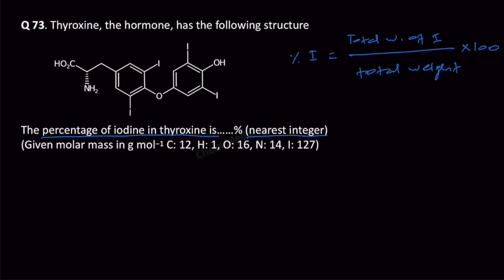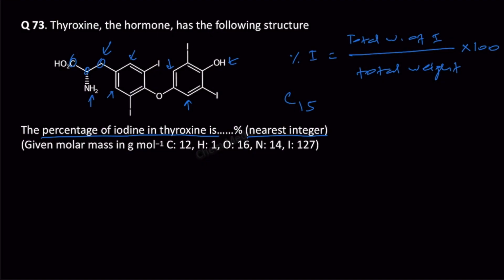So, benzene ring has 6 carbons. We have 2 benzene rings. So, C12 and then 13, 14, 15. So, we have 15 carbon atoms. We have how many hydrogen atoms? We have 1 here and then 2 and then 3, 4, 5. We have 2 hydrogen atoms here, 7. We have 2 hydrogen atoms here, 9.